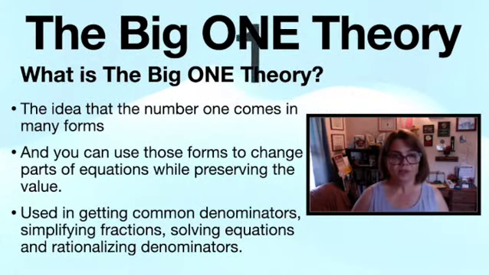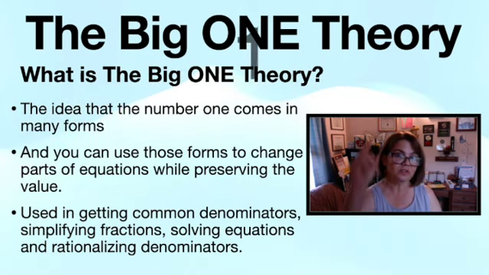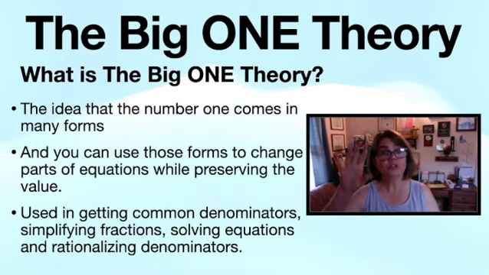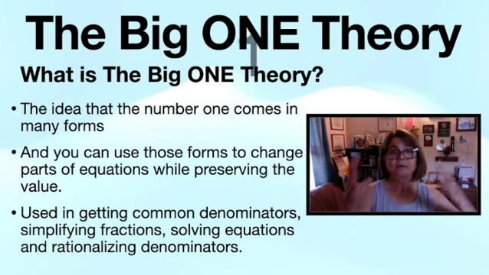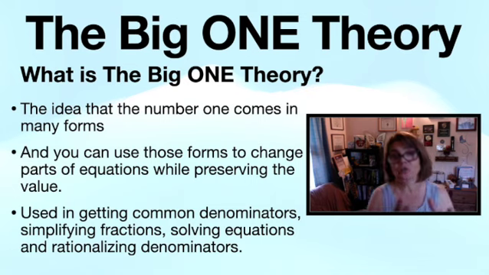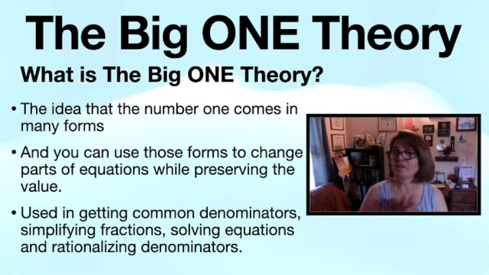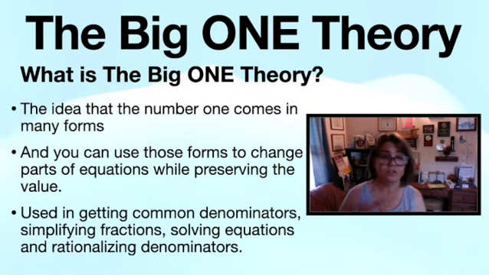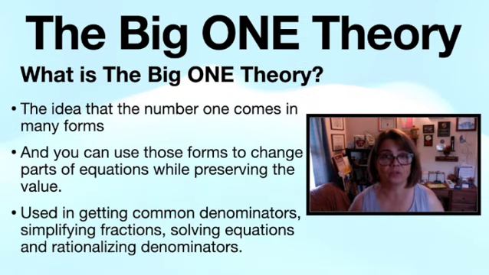The Big One Theory is the idea that the number 1 comes in many different forms. It's not just the number 1. And you can use those forms to change parts of equations and still preserve the value of whatever's happening on that side of the equation. It's used in getting common denominators and simplifying fractions and solving equations and rationalizing denominators and in a whole bunch of other things in mathematics.